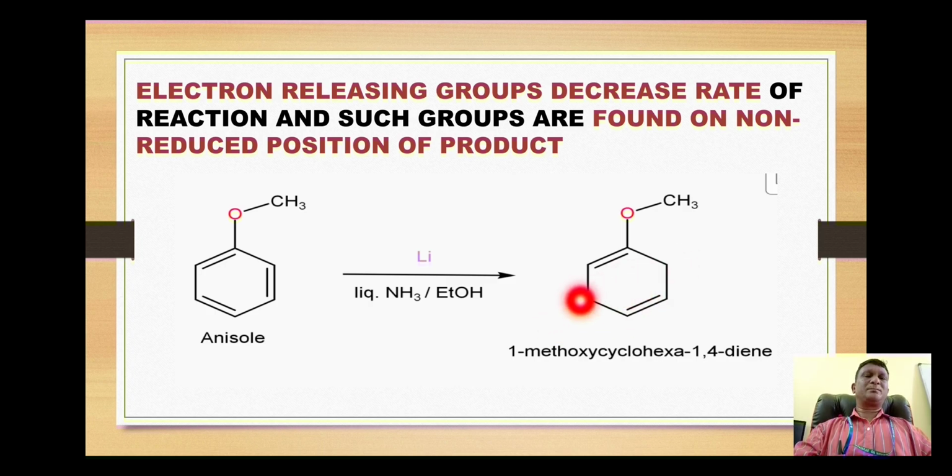So it is found that the reduction does not take place on that carbon which is attached with the electron releasing group, but rather the reduction takes place on the adjacent carbon and on the fourth position respective to this hydrogen. So anisole on reduction gives formation of this 1-methoxy cyclohexa 1,4 diene. So let's look at the next example.